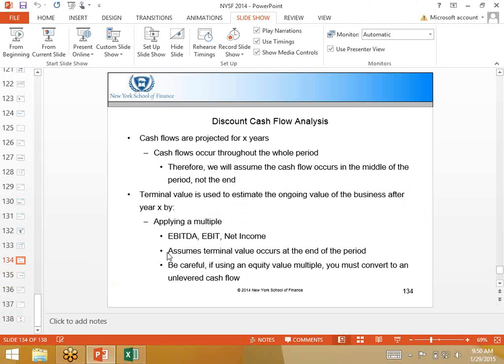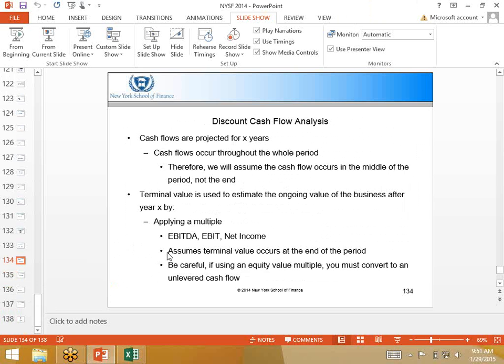We've projected EBITDA in 2020 to be $100,000. We apply a 10 times multiple for that, so the business at 2020 would be worth $1 million. 100,000 times 10. So the idea is at 2020, the business will be worth $1 million.